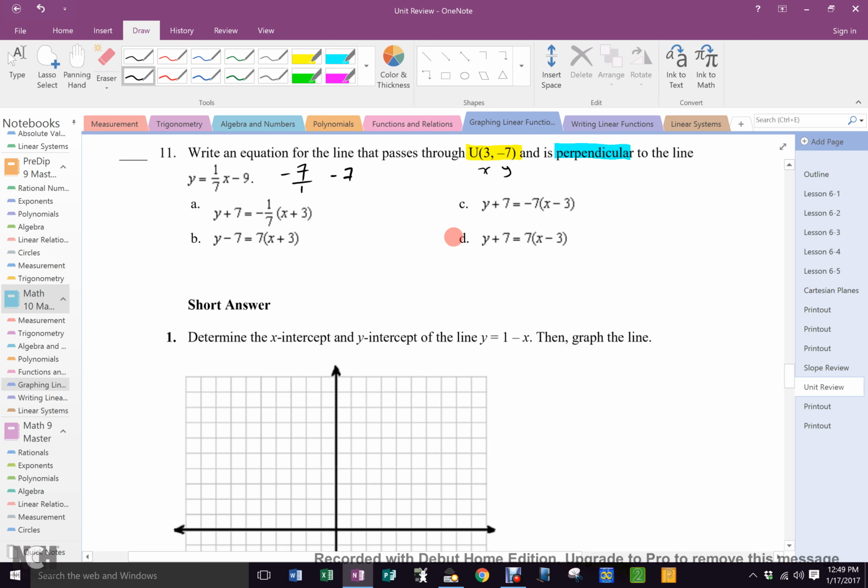So now I look at my choices. What's got a slope of negative 7? Just C. So it has to be C. But you could also check, since this is in point slope form, my Y has to be the opposite of negative 7. It is. My X has to be the opposite of positive 3. It is.